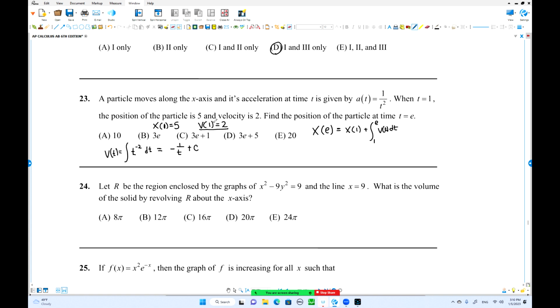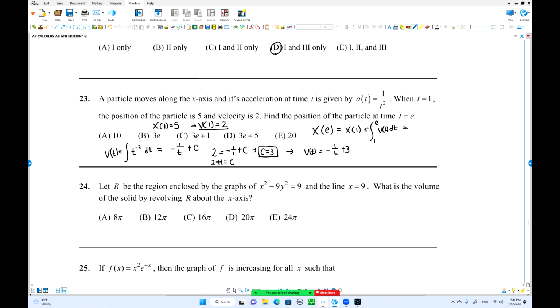Now, the initial conditions are given. Take a look at v over here. When time t is 1, the velocity is 2. So when t is 1, negative 1 over 1 plus c equals 2, so c equals 3. 2 plus 1 equals c, c equals 3. So velocity is now given by negative 1 over t plus 3. That is the velocity.